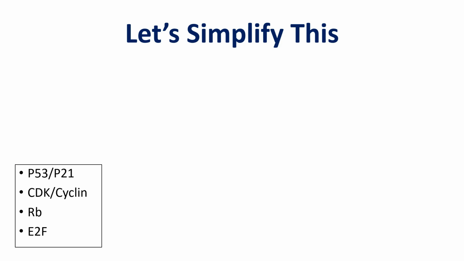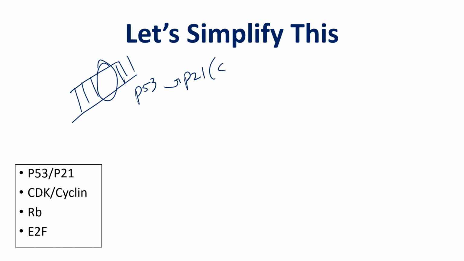We have a cell, and a cell has some sort of DNA damage. So in this spot, you notice there's some sort of weird DNA damage. P53, which is a tumor suppressor, detects that. So what is P53 going to do? It's going to activate P21. P21, you have to remember this, is a cyclin-dependent kinase inhibitor.